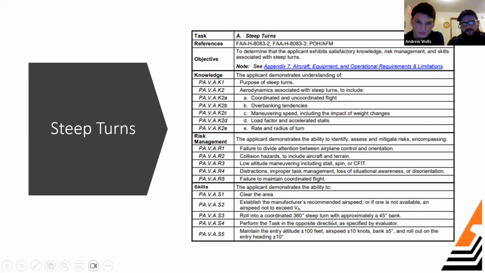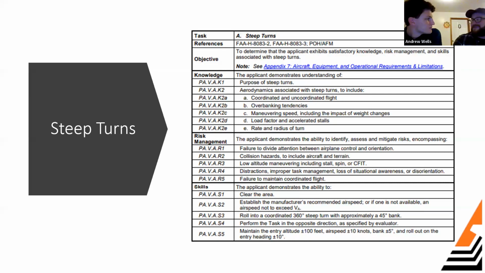All right. So like we said, establish manufacturer airspeed, and if one's not available, an airspeed not to exceed VA. So you don't want to get faster. Roll into a coordinated 360-degree steep turn, 45 degrees. If you are doing your commercial rating, it's going to be 55, but for the private standard, it's 45 degrees. Maintain your entry altitude plus or minus 100, airspeed plus or minus 10, bank plus or minus 5, and roll out roughly at your entry heading.